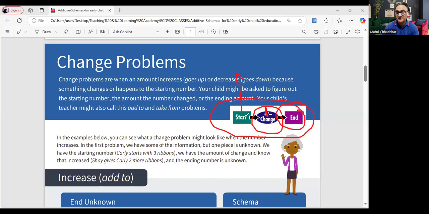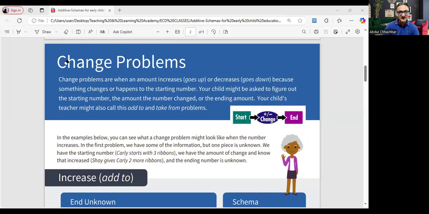So we should remember that in a change problem, we have 3 components: start, change, which means the value we are going to add or subtract, and the end result, which will definitely be changed. When the end result changes, that means the starting number has changed because we added or subtracted the value.